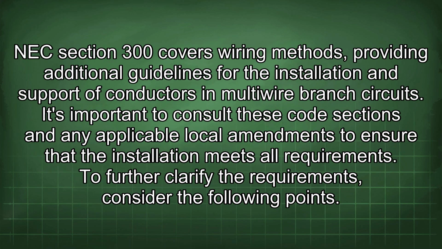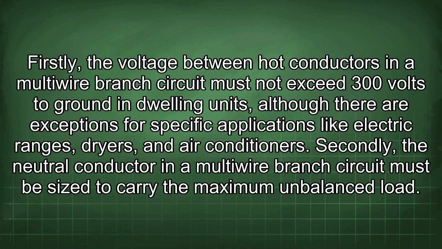NEC Section 300 covers wiring methods, providing additional guidelines for the installation and support of conductors in multiwire branch circuits. It's important to consult these code sections and any applicable local amendments to ensure that the installation meets all requirements. To further clarify the requirements, consider the following points. Firstly, the voltage between hot conductors in a multiwire branch circuit must not exceed 300 volts to ground in dwelling units, although there are exceptions for specific applications like electric ranges, dryers, and air conditioners.